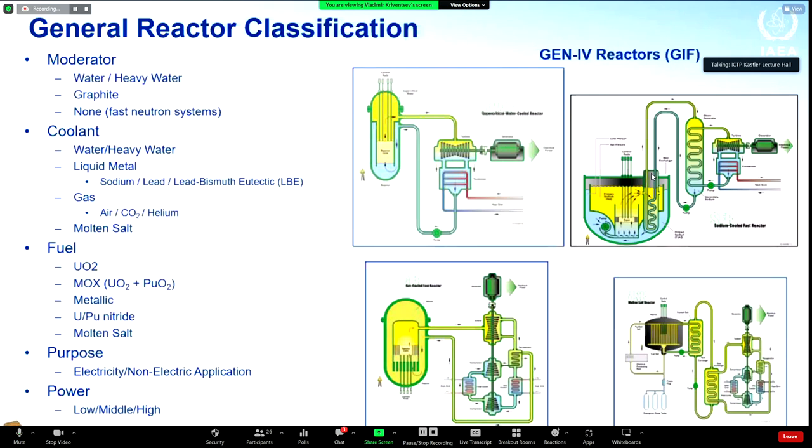By purpose, reactors can also be defined as for electrical application, just to generate electricity, or for non-electrical application, such as producing heat for house heating, probably call it district heating, or for technological processes where you need high temperature heat, or desalination and hydrogen production and other purposes not directly related to electricity generation. By power, it could be low, middle, or high power, and maybe the same as the size, which relates to SMRs. We will have a lecture on that later after this one.